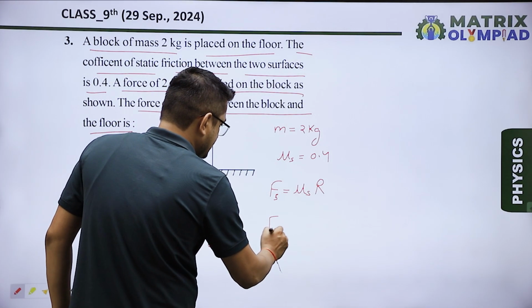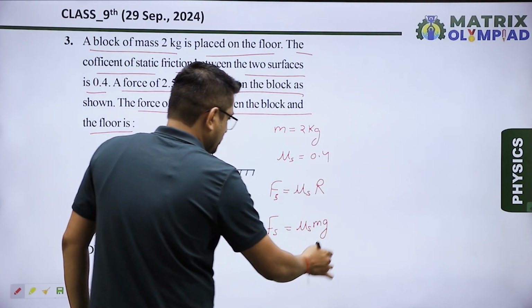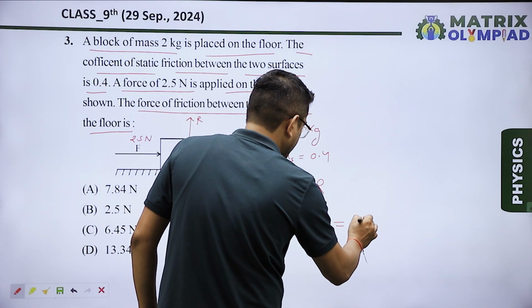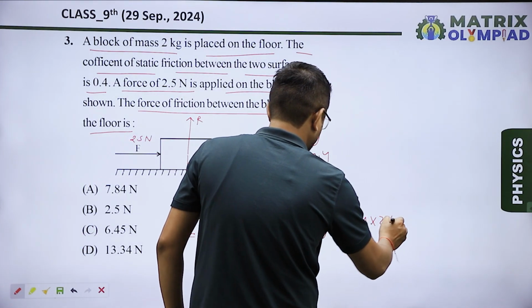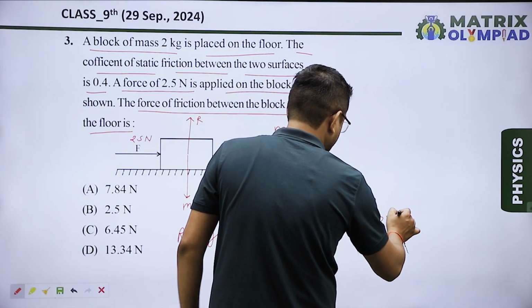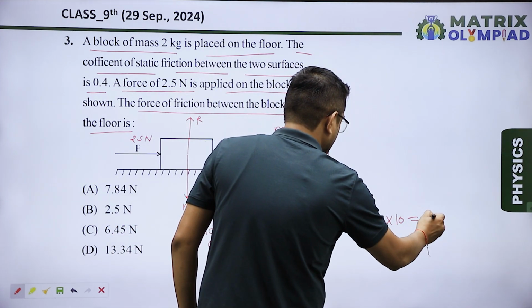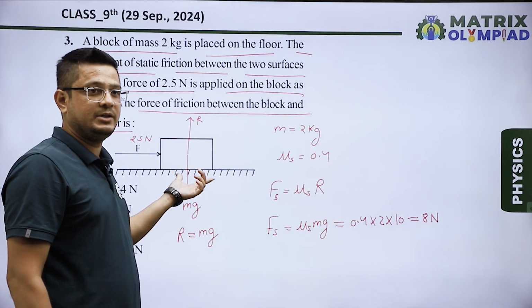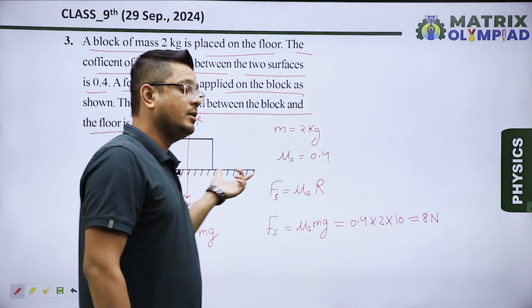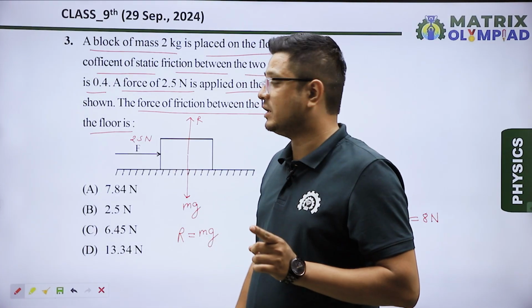So Fs becomes mu s into mg. Putting the values, 0.4 multiplied by the mass 2 kg multiplied by g taken as 10, it becomes equal to 8 Newton. That means the value of static friction for this block will be 8 Newton. So this block will move only if a force more than 8 Newton is applied.